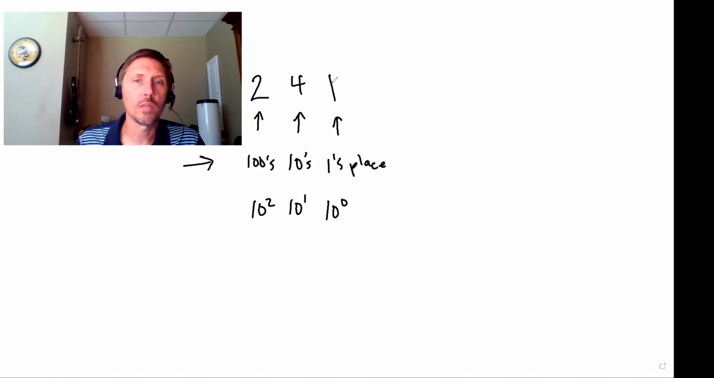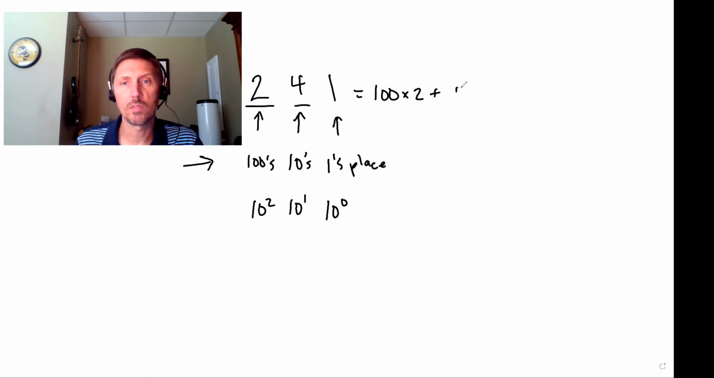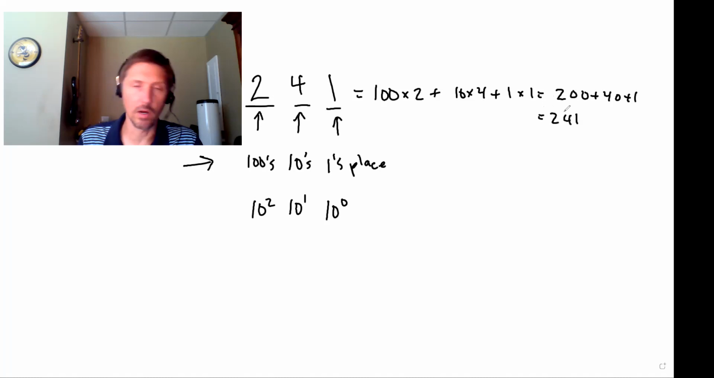And so the way that we understand this number in our decimal system is that this is the same as 100, since this is the hundreds place here on the front, times 2, plus 10, since that's the tens place, times 4, plus 1, since that's the ones place, times 1, right? And if we add all that up, what do we get? 200 plus 40 plus 1, or 241, right? Which was our initial number. Well, that's exactly the process that we're going to use to convert from a binary number to a decimal number.